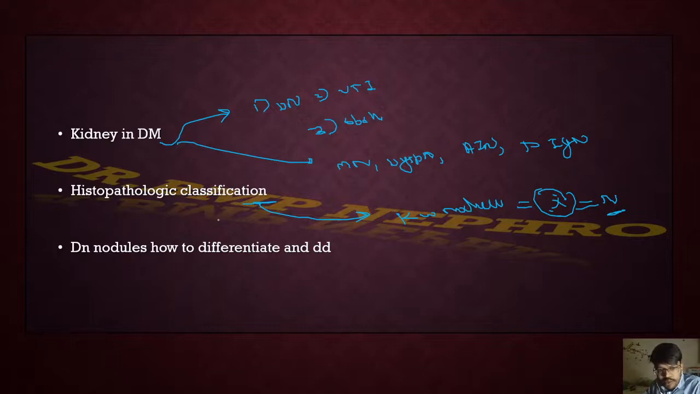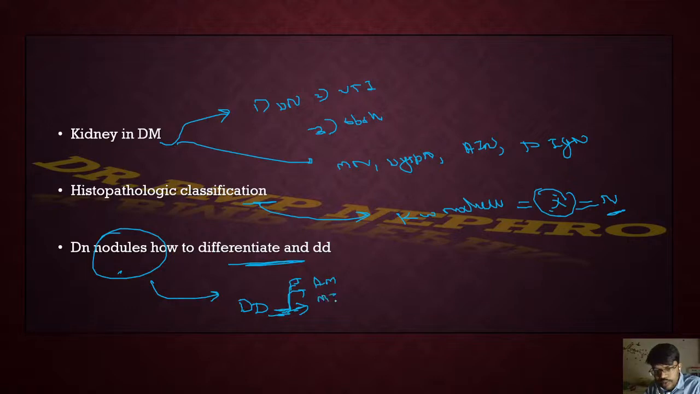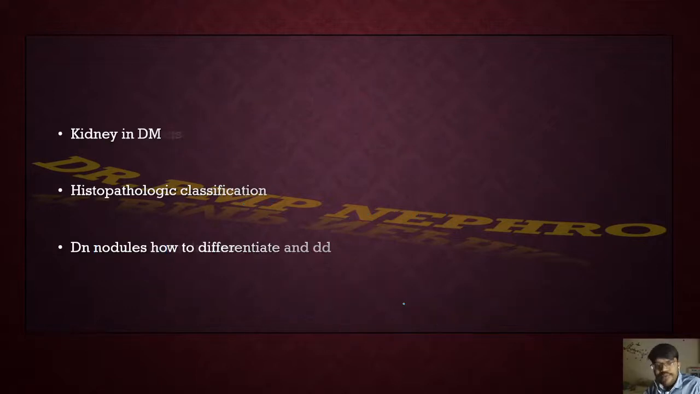And with respect to the histopathological classification and the diabetic nodule, what are the differential diagnoses? How will you differentiate? The differentials are amyloidosis and monoclonal deposition disease, and how to differentiate amyloid, monoclonal deposition disease, and diabetic nephropathy, this you can go through. Amyloid is Congo red positive, these two are Congo red negative. The diabetic nodules are PAS positive and methenamine silver weak positive.